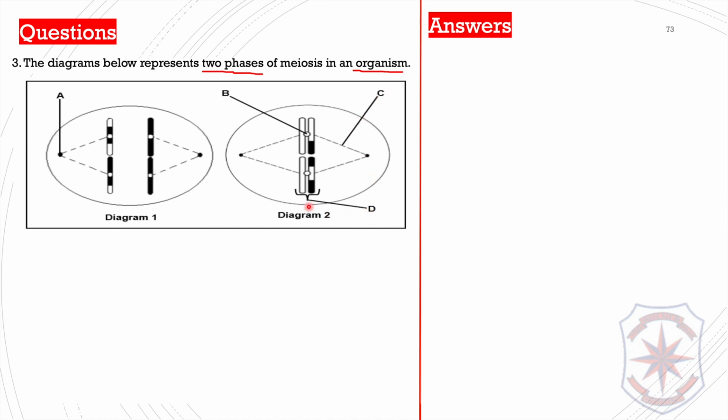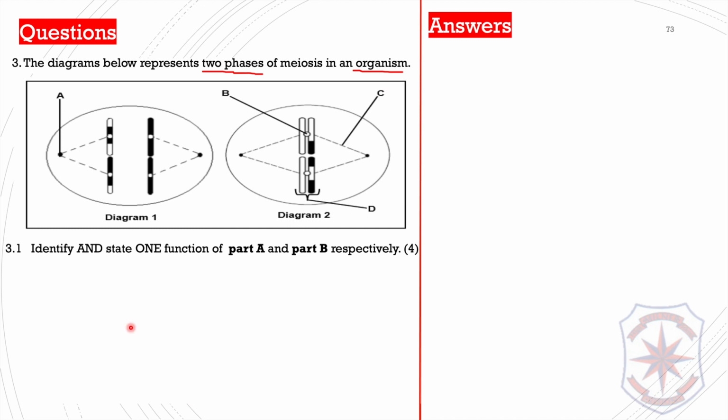And we have structure D. Structure D is a replicated chromosome. Okay, now let's look at the questions. Of course, the first question is going to be identify and state one function of part A and part B respectively. Now look at this question, guys.